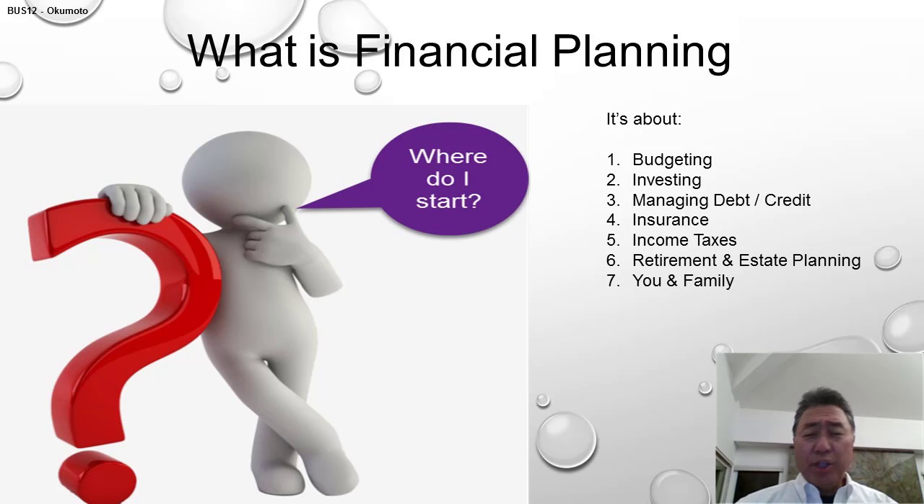We look at number 3, and that is managing debt or credit. 4 is insurance. 5 is income taxes. And then retirement and estate planning. And number 7, which is overriding to everything, is you and your family. What do you need, want, and what do you care about?